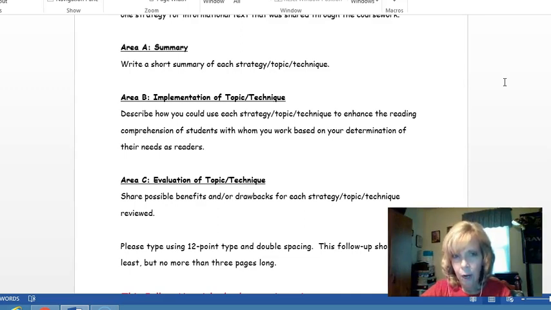And then this third area, you're going to think about, if you use that strategy, what would be some of the possible benefits of it for your students, and what might be some possible drawbacks. And if you're thinking in terms of drawbacks, it would be fine if you included information on how you might have to modify the strategy to fit the needs of your students. That would be fine to use also.